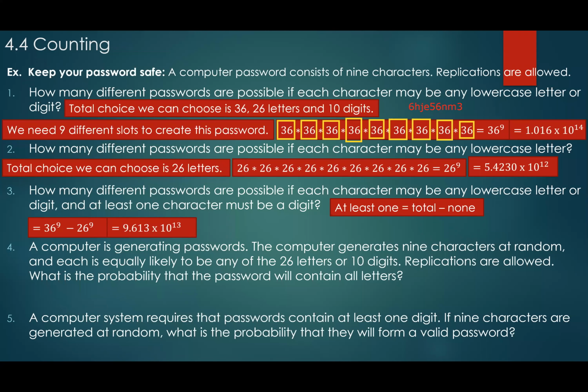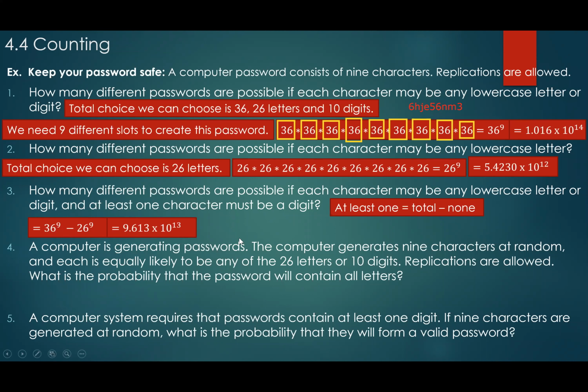And again, ladies and gentlemen, please use this, 36 raised to the 9 power minus 26 raised to the 9 power, in your calculator. Do not use this number 1.016 times 10 to the 14, because this number is rounded up. This number is too big. Your calculator does not list every single digit out there. So if you round it up and use the rounded number, your final answer might not be correct. So remember, to find the answer, you only round at the final step. You don't round in the procedure, okay?